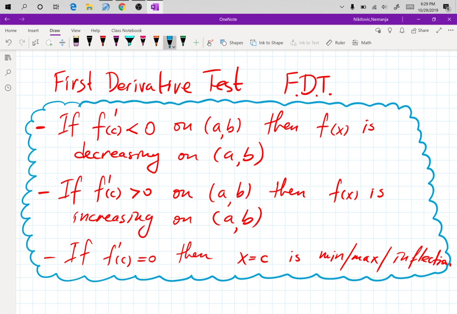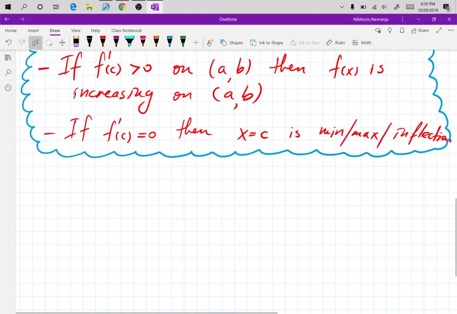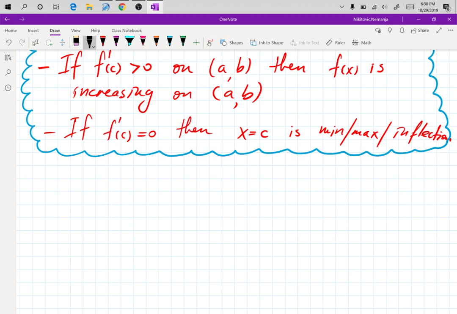An exam question might ask, state the first derivative test. You write this from the cloud. If the first derivative is less than 0, the function is decreasing. If the first derivative is more than 0, the function is increasing. And if f prime is equal to 0, then x equals c is the minimum, maximum, or inflection. So now we can work out an example of this and test the parts.